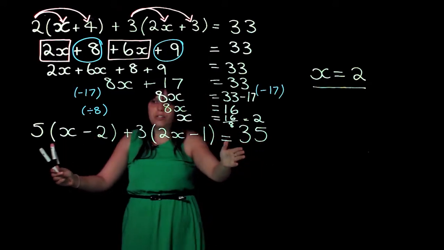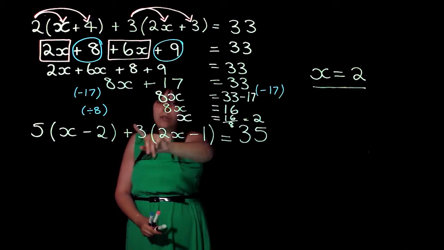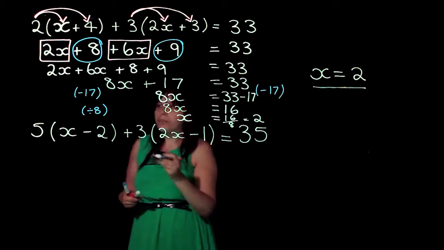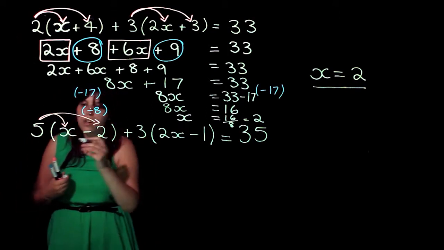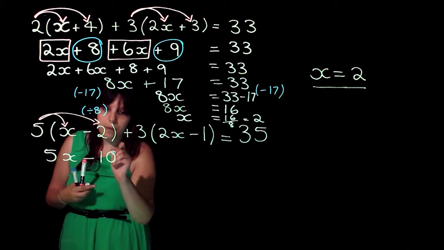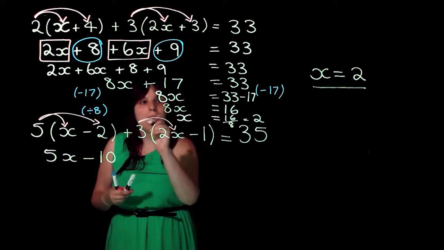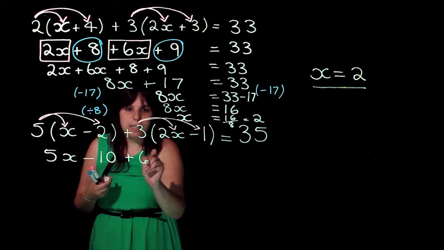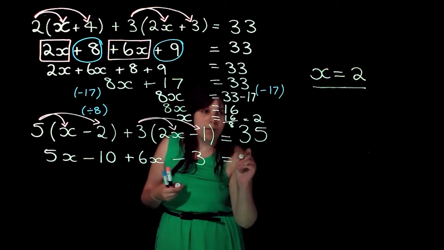Now, for our next question, we have 5 lots of x minus 2, and we're adding on 3 lots of 2x minus 1, and that gives me 35 overall. So I'm going to expand these brackets. So 5 times x is 5x, and 5 times minus 2 is going to be minus 10. Be very careful with your minus signs. And then 3 times 2x and 3 times minus 1. So plus 3 times 2x is going to give me plus 6x. And plus 3 times minus 1 is going to give me minus 3. And that will equal 35.